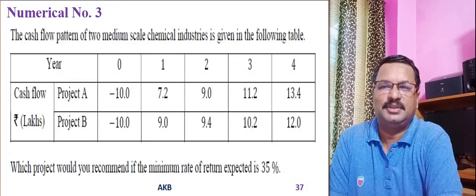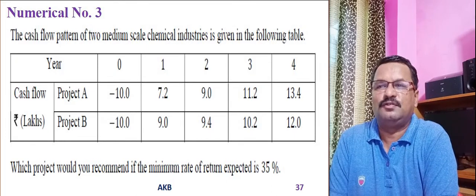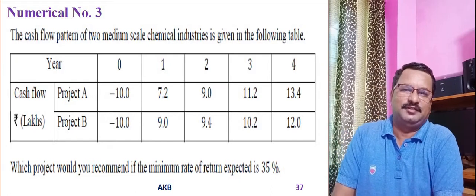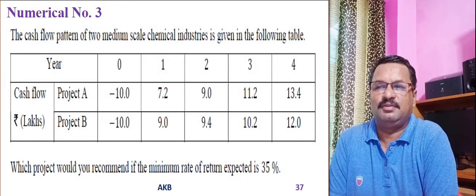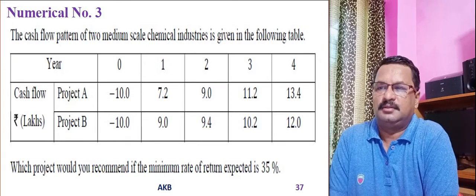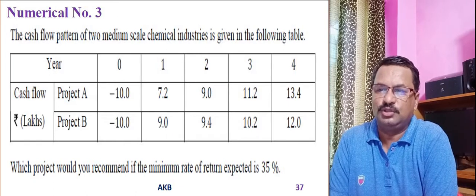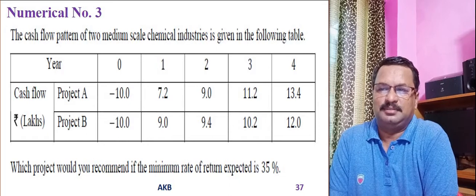The statement of the example is in front of you. You have the cash flow pattern of two medium-scale chemical industries given in the following table. So there is a table where cash flows for various years are given. There are two projects, Project A and Project B. For the 0th year, the cash flow is represented by a negative figure, -10, for both the projects. So the cash flow, which is a negative number for the 0th year, indicates the total capital investment.